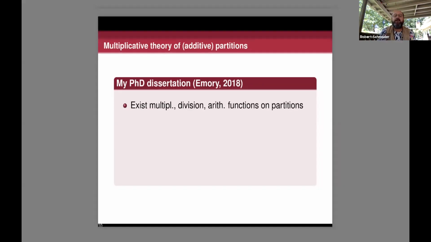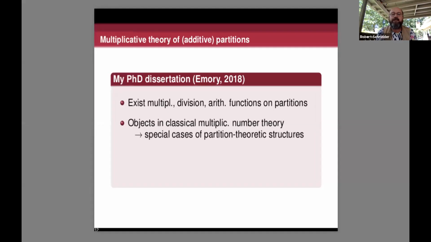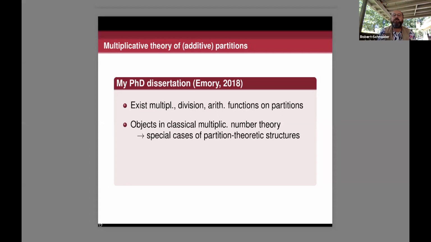Basically, the idea is that there exists a multiplication operation, a division, arithmetic functions and other multiplicative types of operations and objects that are available in partition theory. And in fact, objects in classical multiplicative number theory, the phi function, the Möbius function, zeta functions, the fundamental theorem of arithmetic, these are not just analogs but special cases of partition theoretic structures that hold true on much more general sets of partitions.